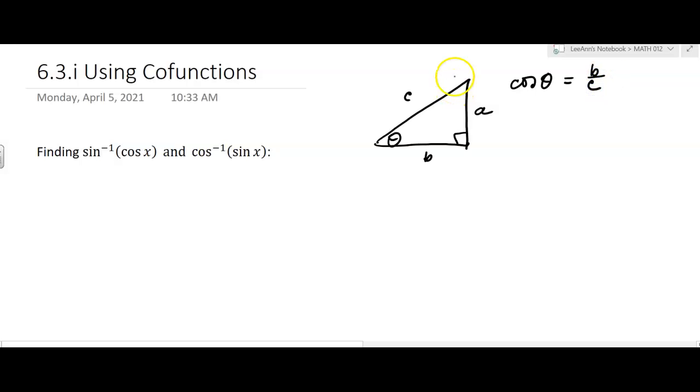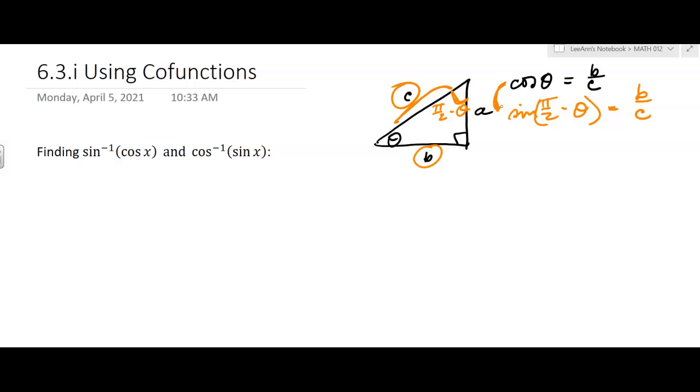But if we think about this angle right here, that angle has to be pi over 2 minus theta, right? Because those are complementary angles, okay? So complementary angles have to add up to 90 degrees or pi over 2. So you could say the sine of pi over 2 minus theta is equal to B over C, because that would be the opposite over the hypotenuse, right? Okay. So these two are equal to each other. We know that from the cofunctions that we did in the past.